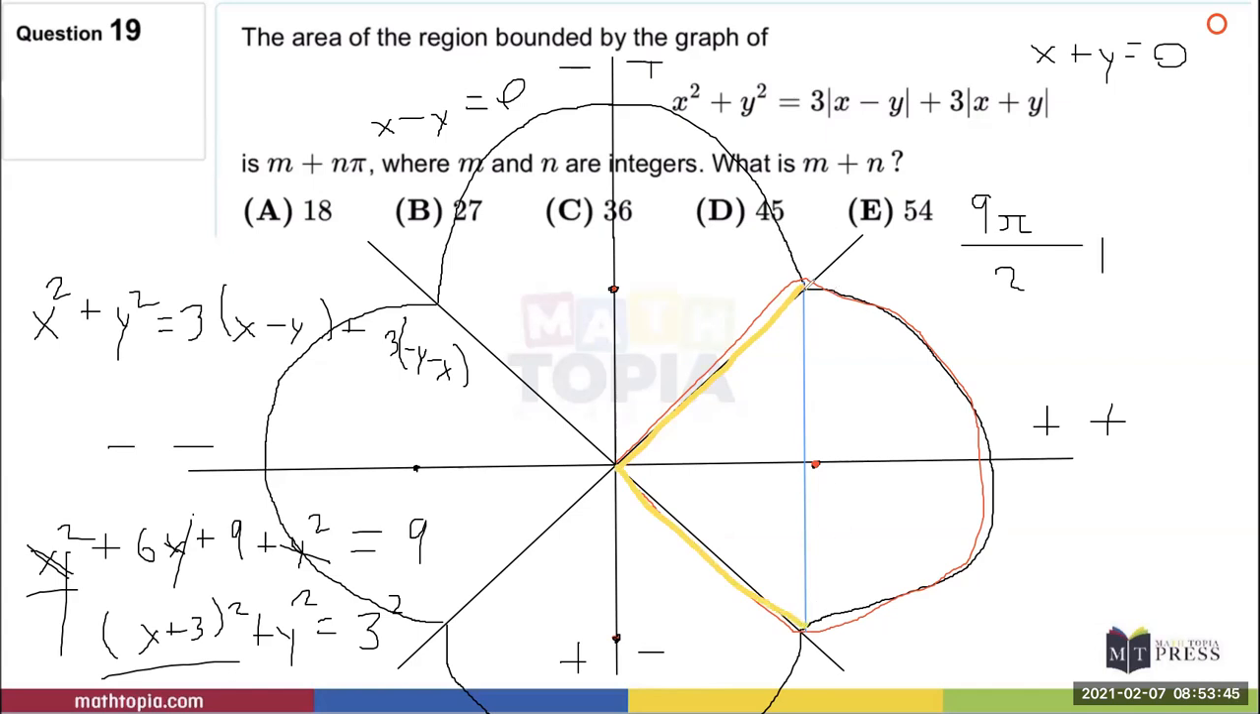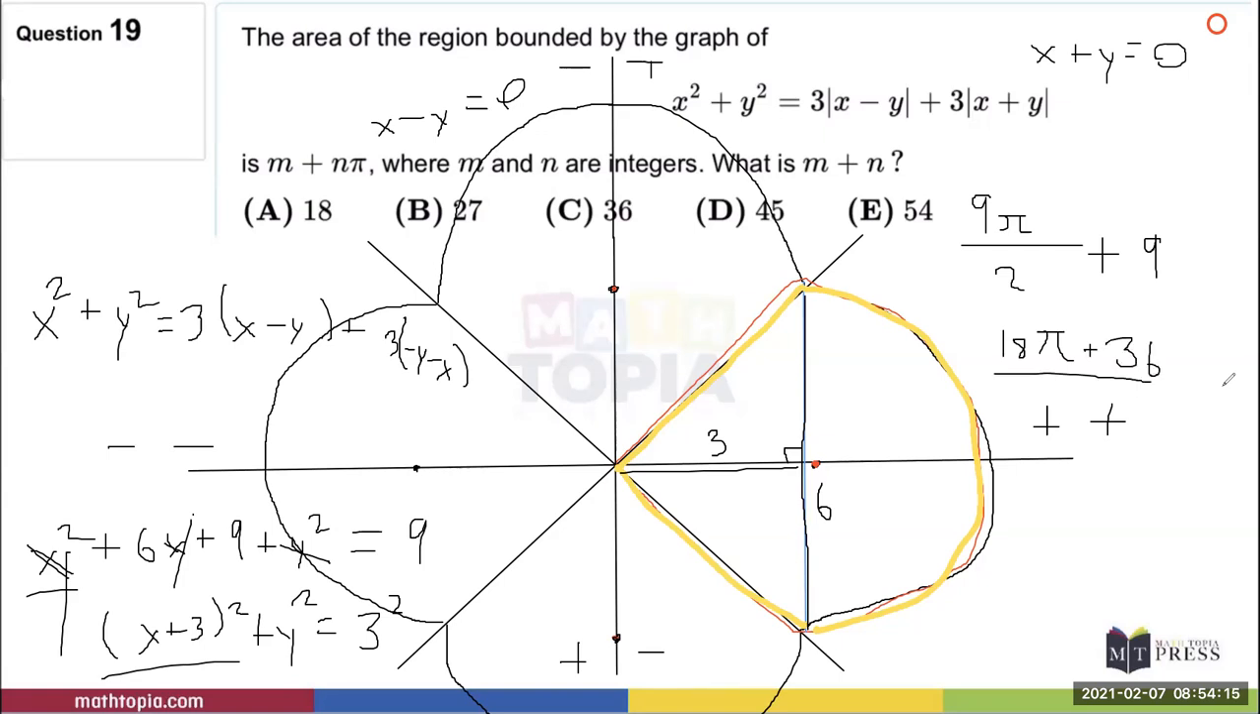add on the area of the triangle, which has base 6, right? And then we have height 3, right? And the area would just be 3 times 6 over 2, which is 9. So the area of this full yellow shape would just be 9 pi over 2 plus 9, right? And we multiply by 4, right, to get the area of the whole shape, and we would get 18 pi plus 36.